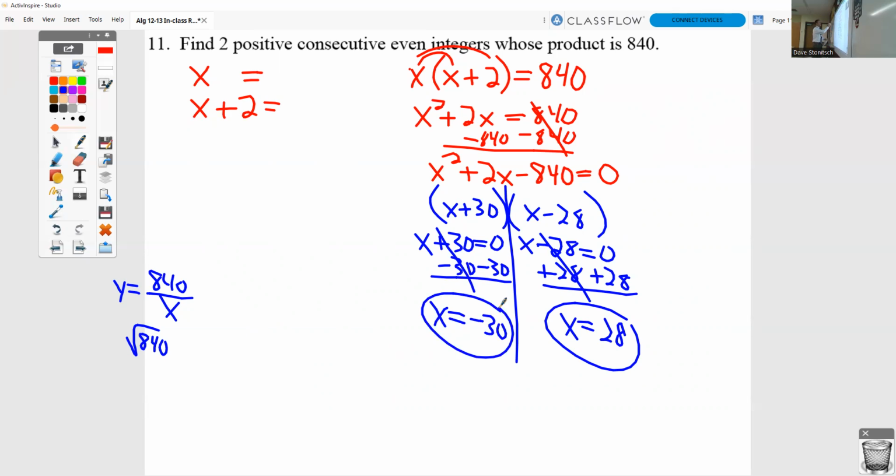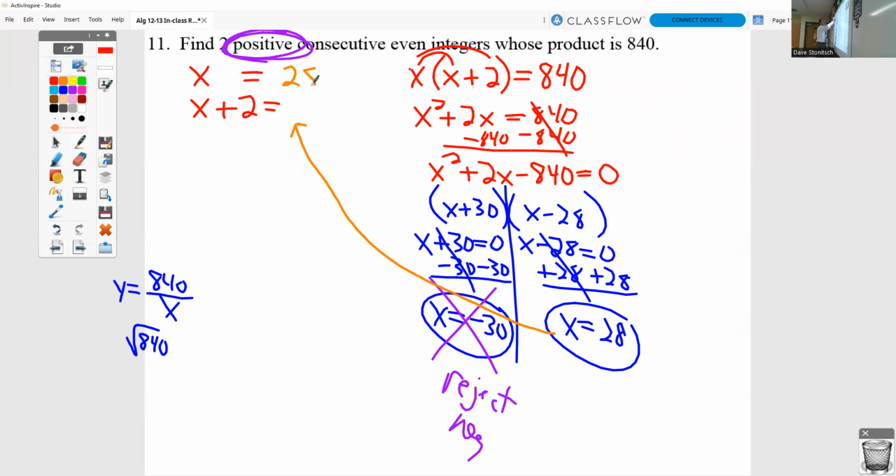So be careful. In our answer, it specifically says find two positive ones. Well, that means we're going to reject our negative answer because we want positive. If it didn't say positive, you would sub both of them in and get four answers. But now it says positive, so we're just going to sub these in. So x equals 28. 28 plus 2 gives me 30. So my two answers are 28 and 30. Again, if it didn't say positive, we'd have to sub in the negative 30 as well.